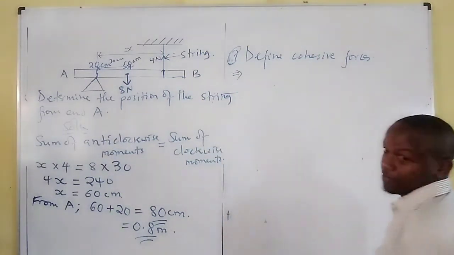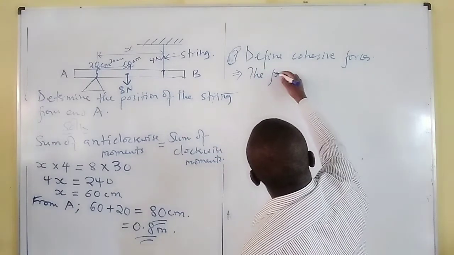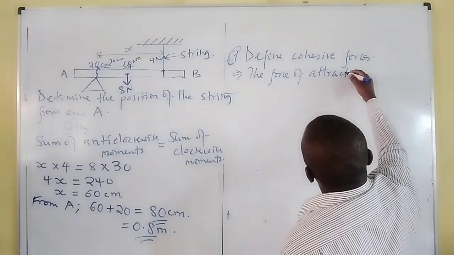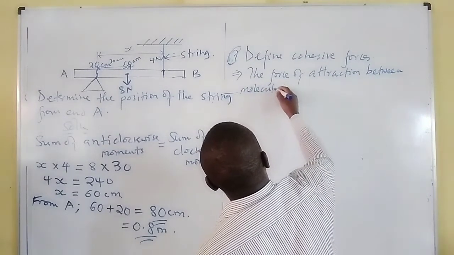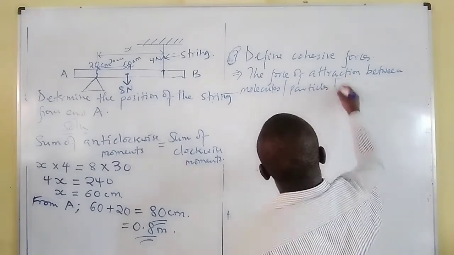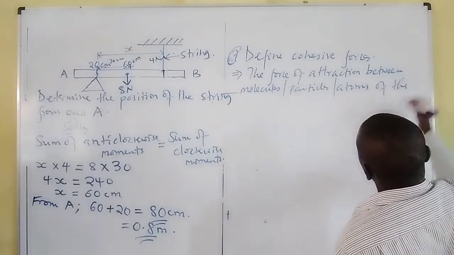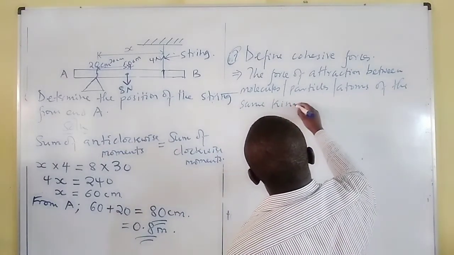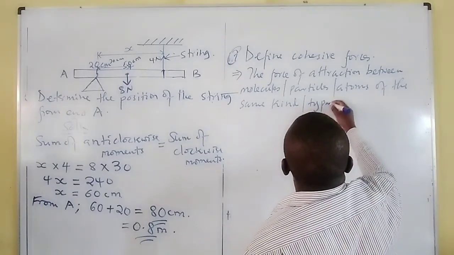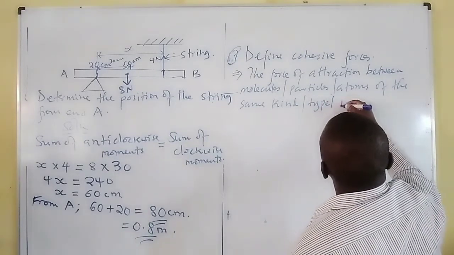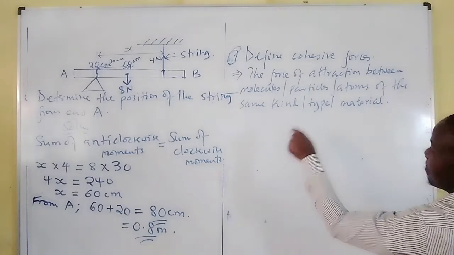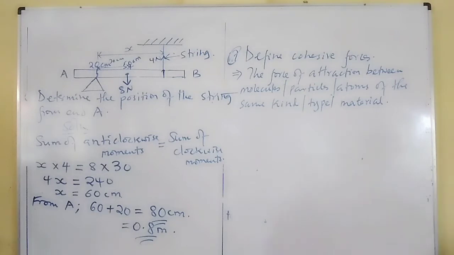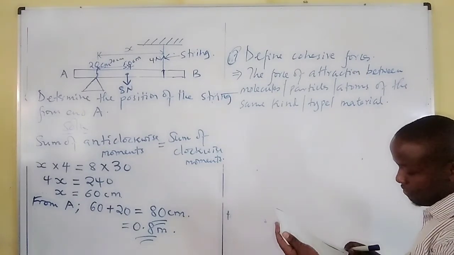The direct definition of cohesive forces is the force of attraction between molecules or particles or atoms of the same kind, or the same type, or atoms of the same material. So you can mention either the force of attraction between molecules of the same type or of the same kind, molecules of the same material. So that is the definition of what cohesive forces are.